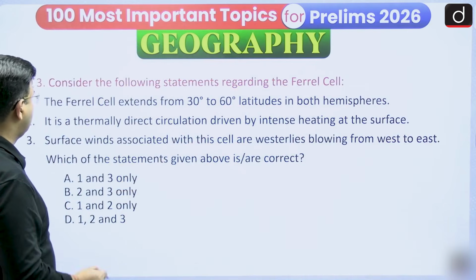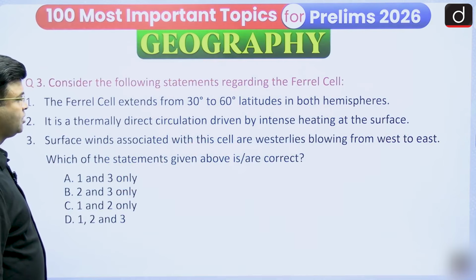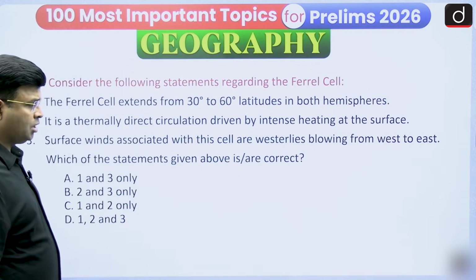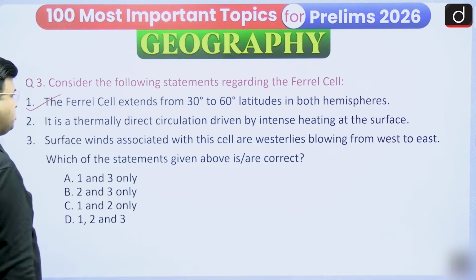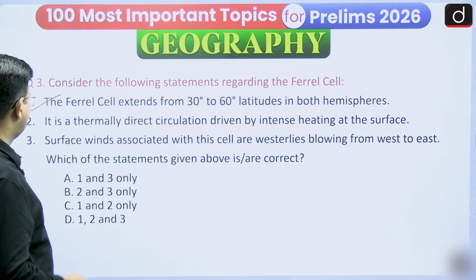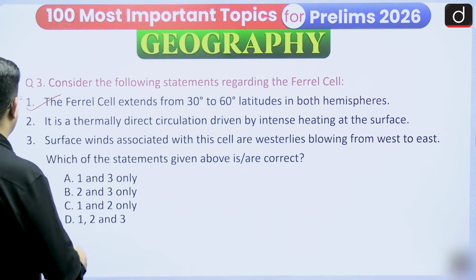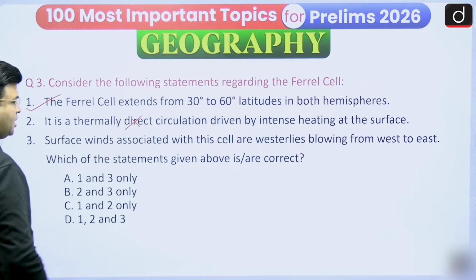Thereafter, the next question: consider the following statements regarding the Ferrel cell. The Ferrel cell extends from 30 to 60-degree latitude in both hemispheres. Yes, it exists in both hemispheres, so this statement is absolutely correct. Second one: it is a thermally direct circulation driven by intense heating at the surface. You may say it is thermally direct, but no, it is a thermally indirect circulation.